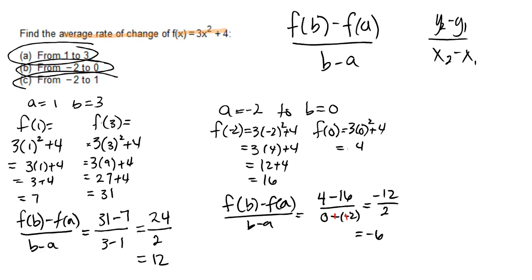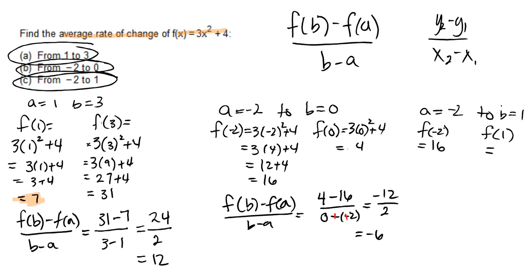So then we'll do our last one, part C. We're going to do the average rate of change from a equals -2 to b equals 1. We've already calculated f of -2 a moment ago. That's 16. And we've already calculated f of 1. We did that earlier over here. That's 7.